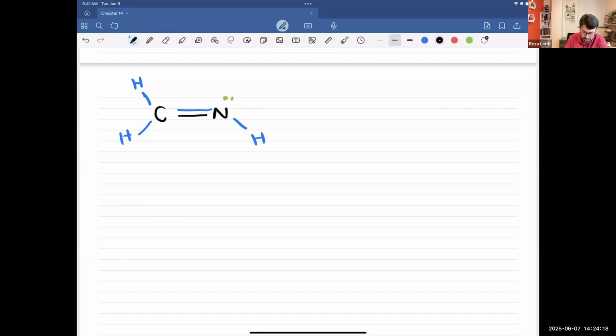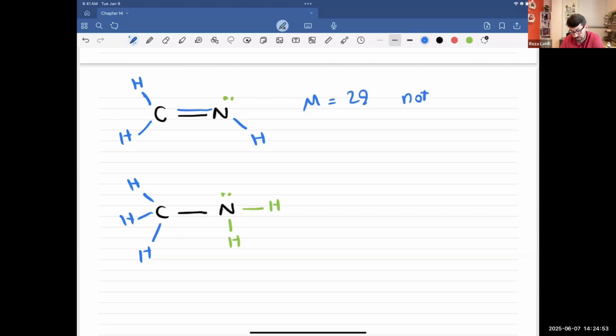That's one. Another one, you might say, I have only a single bond between nitrogen and carbon. So in that case, I need to have 3 hydrogens here and also 2 hydrogens sitting on nitrogen. Of course, you're going to have a lone pair there. Now, check the molar masses. Carbon plus nitrogen, that's going to be 26. You added 3 hydrogen to it, so the molar mass is going to be 29. So not 30. That means this cannot be.